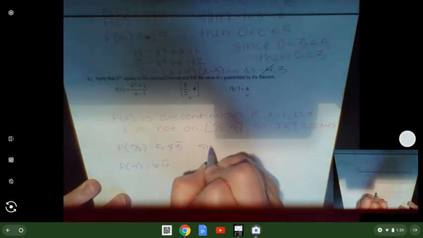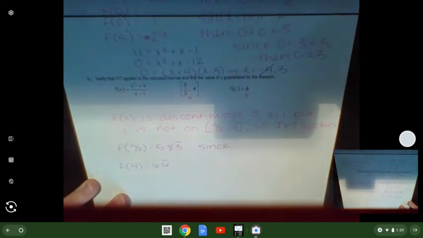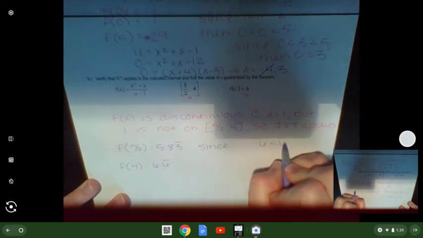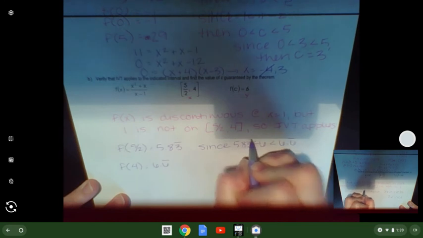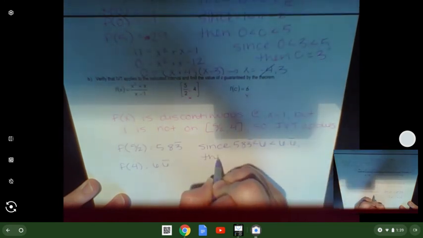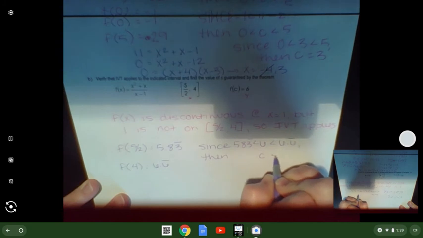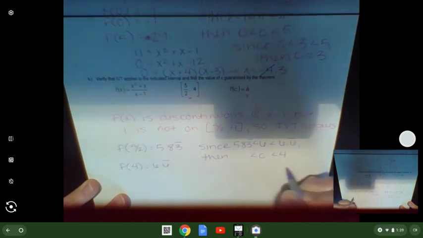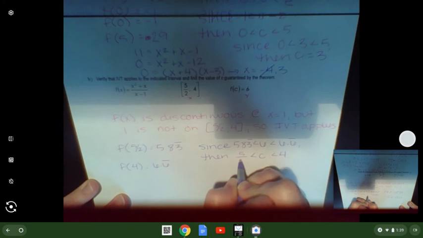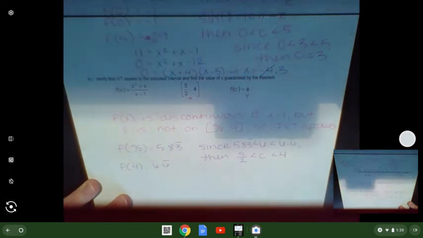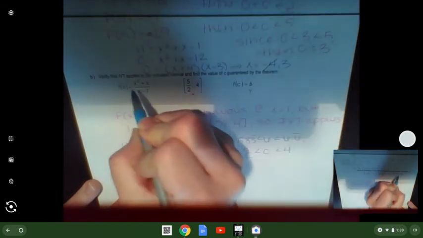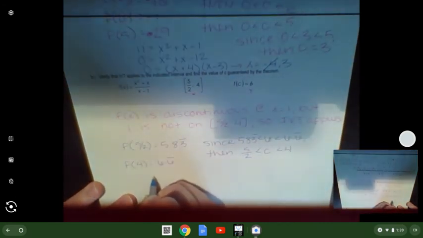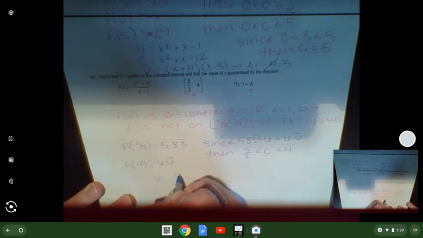And taking a look at this, the y value that we have that goes with our unknown x value of c is between 6.6 repeating and 5.83 repeating. So that means there has to be some c value, in other words, c stands for x, so some x value that has to be between 5 halves and 4 that produced that y value of 6. So how do we find it? Well, we are going to take 6 and we are going to plug it in for y or f of x, and we are going to solve.